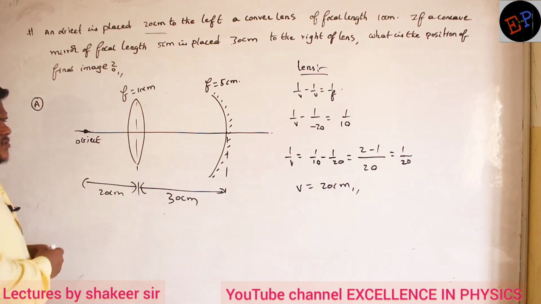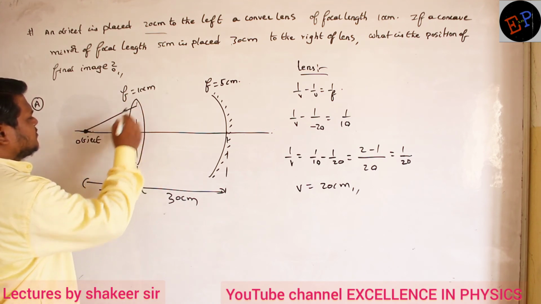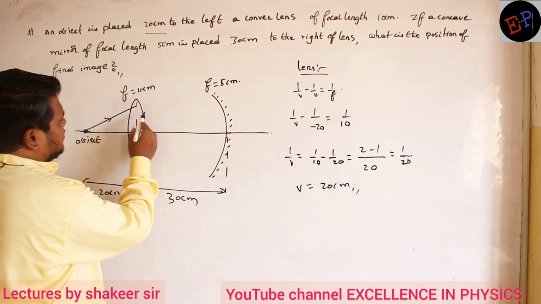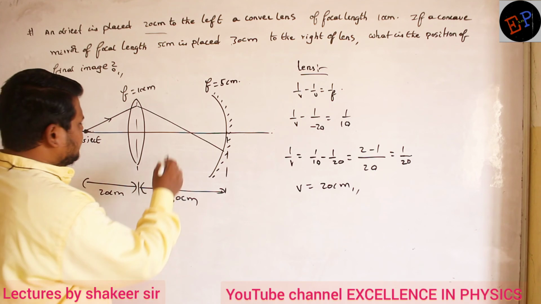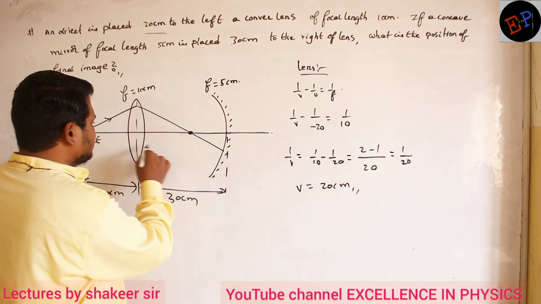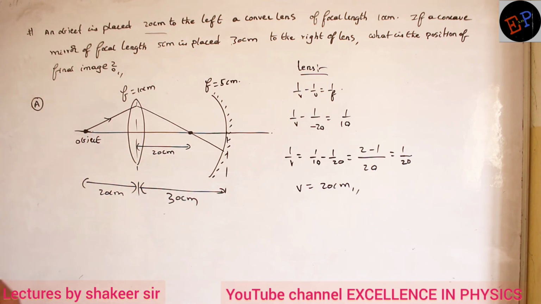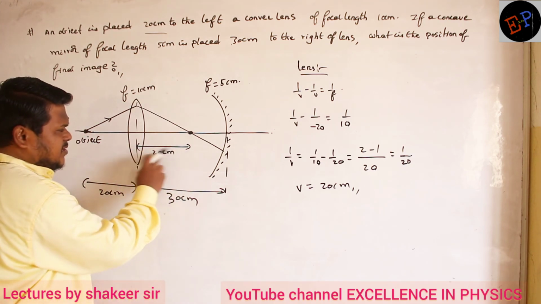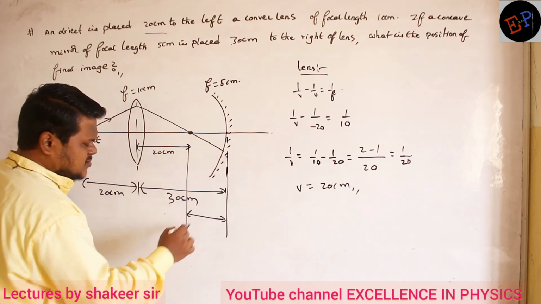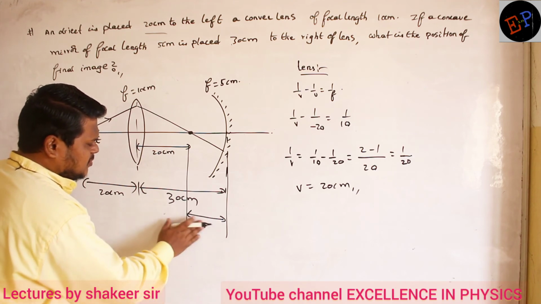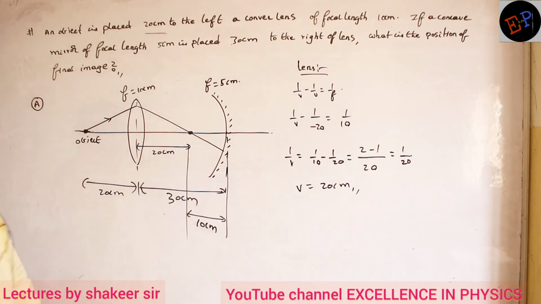So let us try to draw the diagram. For example, if this is the object and this is how the light ray is traveling, after refraction it will touch somewhere here. So what is the position of the object? Object distance is 20 centimeter. So if this is 20 centimeter, then what is the remaining distance? This distance is 30 minus 20, 10 centimeter. Are you able to understand?